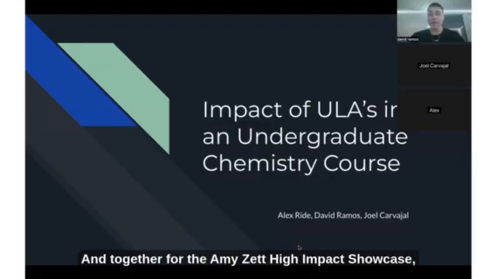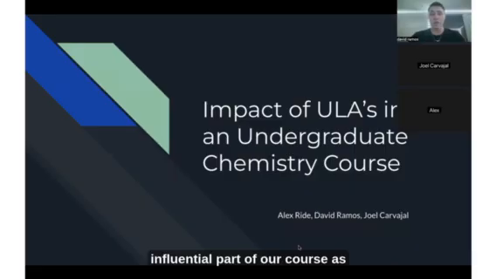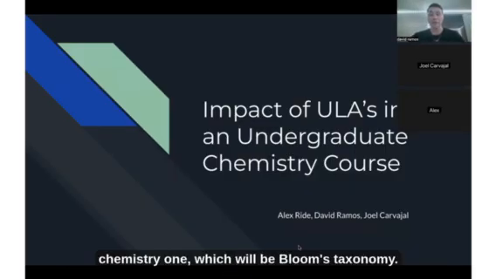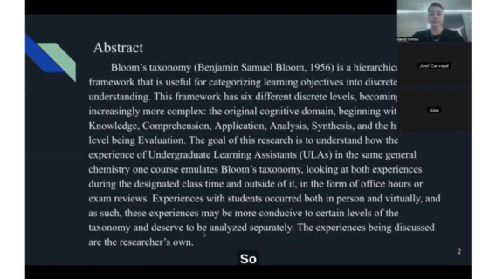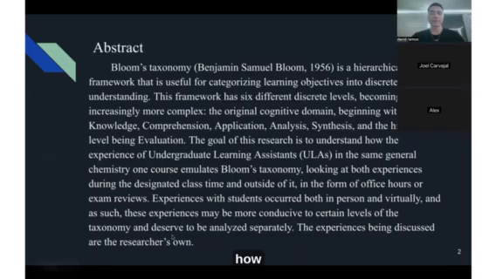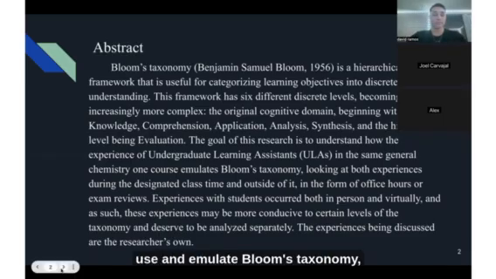And together for the Amy Zett High Impact Showcase, we will be diving into what we felt was the most influential part of our course as undergraduate learning assistants in General Chemistry 1 and Organic Chemistry 1, which will be Bloom's taxonomy. So, really, what we're trying to understand here is how undergraduate learning assistants, the ULAs, use and emulate Bloom's taxonomy, all the different levels of it, both inside and outside of lecture.